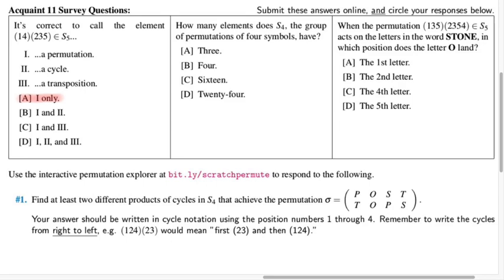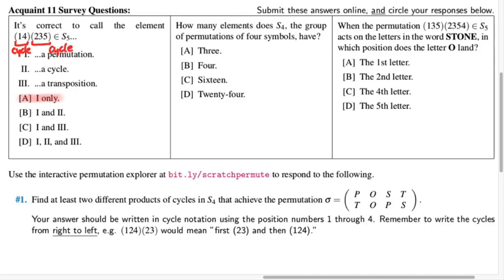A. We can call that a permutation, but we can't call it a cycle. Why can't we call it a cycle? What is a cycle? Each individual thing I'm putting in parentheses is an example of a cycle. So this (1 4) here is a cycle. This (2 3 5) is a cycle.